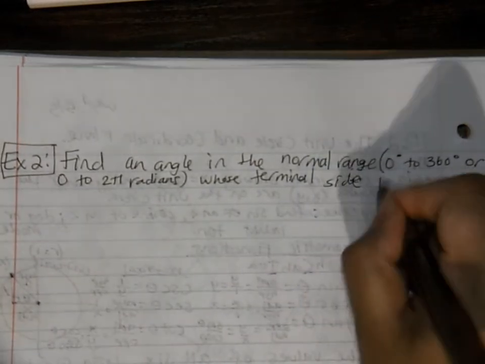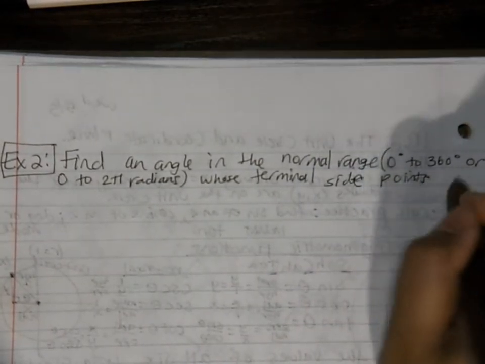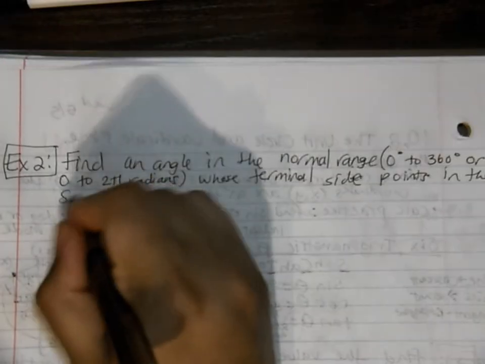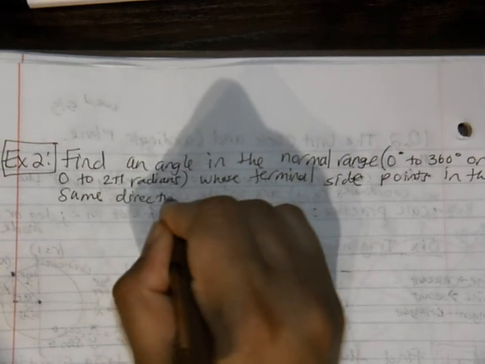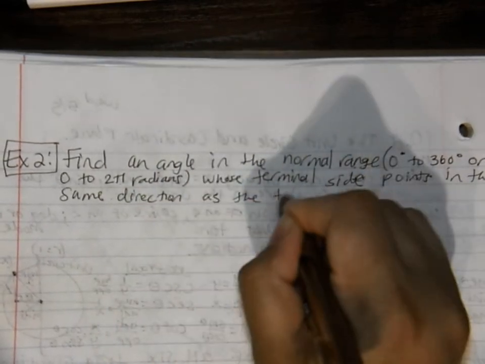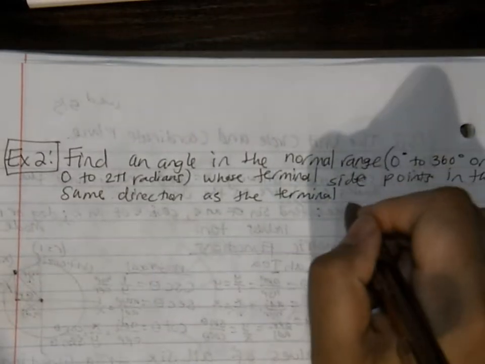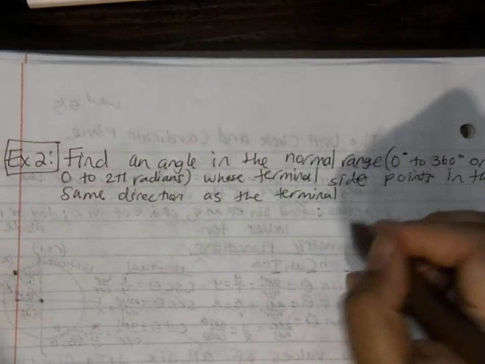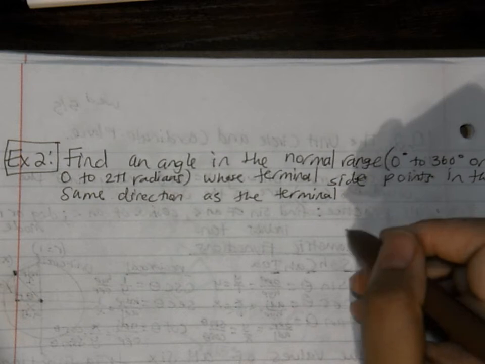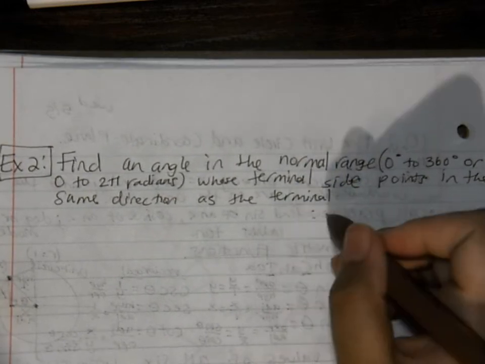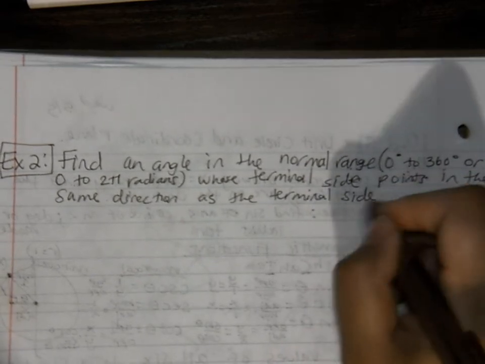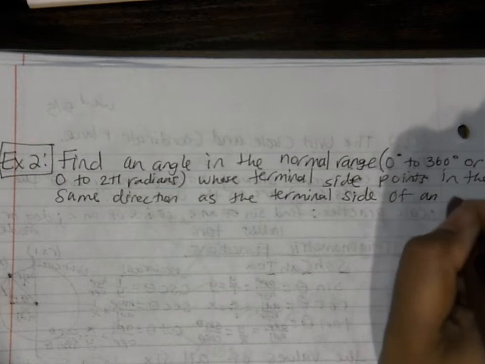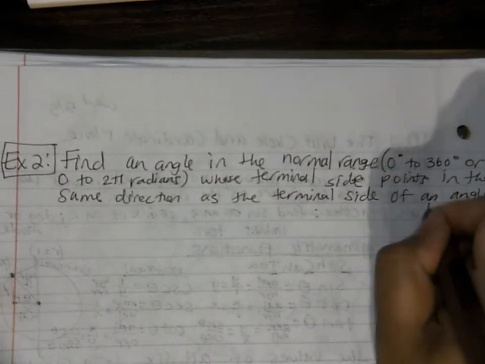whose terminal side points in the same direction as the terminal side of an angle measuring. And I know this is, again, very wordy. This is just what they have as their question. I wish it just would have said find the coterminal angle, but it means the same thing. Same direction as the terminal side of an angle measuring, and then I have a couple of parts here for you guys.